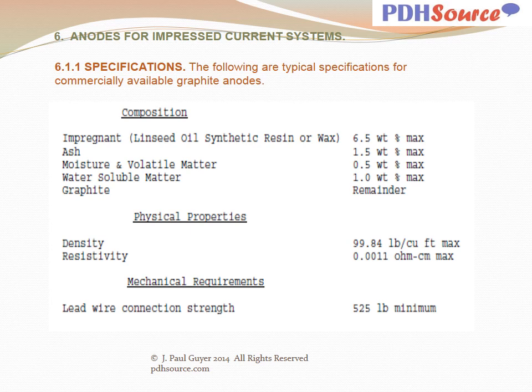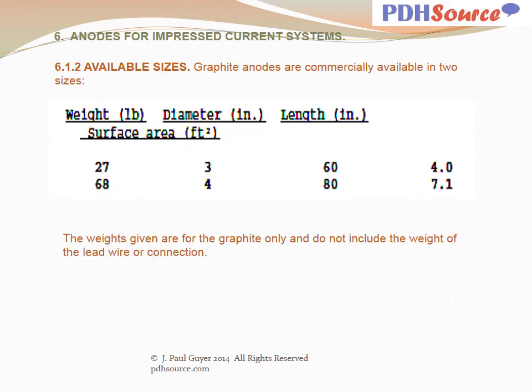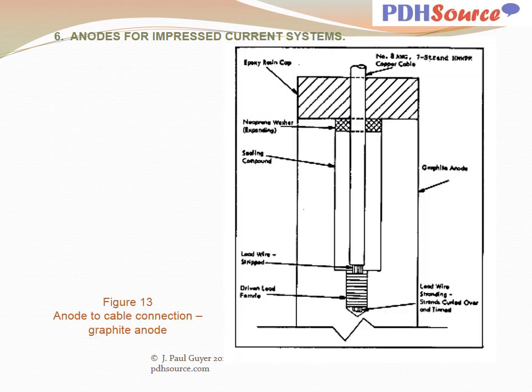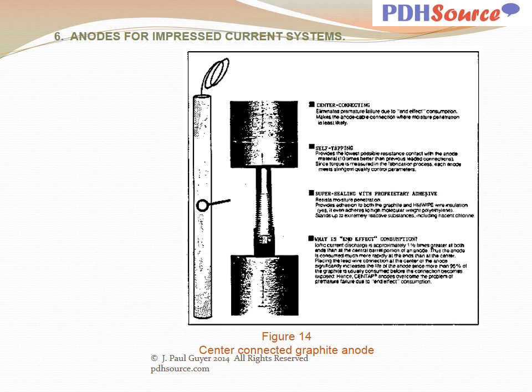The following are typical specifications for commercially available graphite anodes. The composition and physical properties and mechanical requirements are as shown. Graphite anodes are commercially available in 2 sizes as indicated here. The weights given are for the graphite only and do not include the weight of the lead wire or connection. Figure 13 indicates the anode to cable connection for a graphite anode. Figure 14 indicates a center-connected graphite anode.